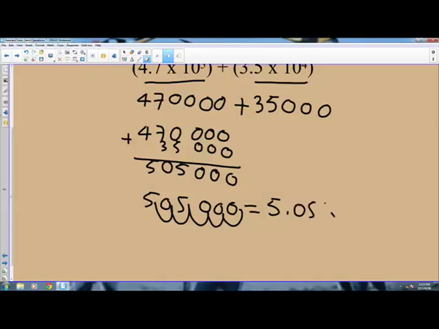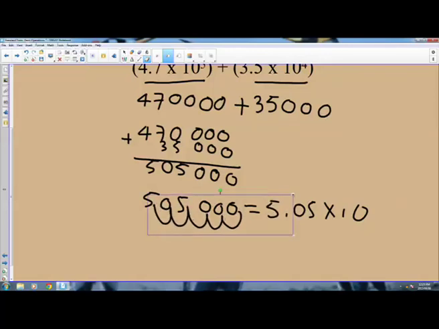5.05 times 10 to the power what? The point is here. So how many times do we move to get 5.05? 1, 2, 3, 4, 5. So we moved 5 steps. So this is 5.05 times 10 to the power 5. This is in standard form. This is how you add numbers in standard form.